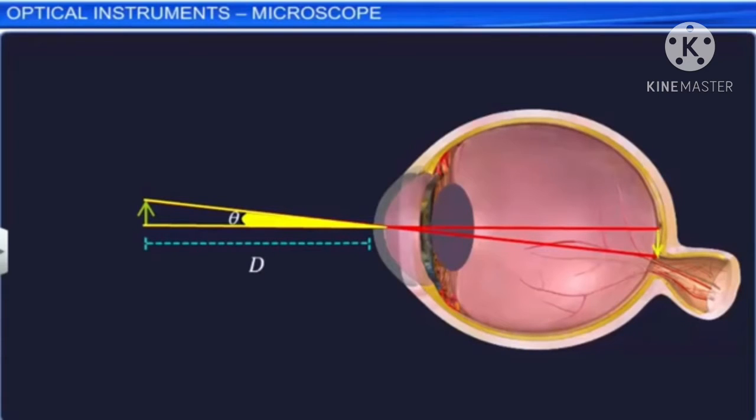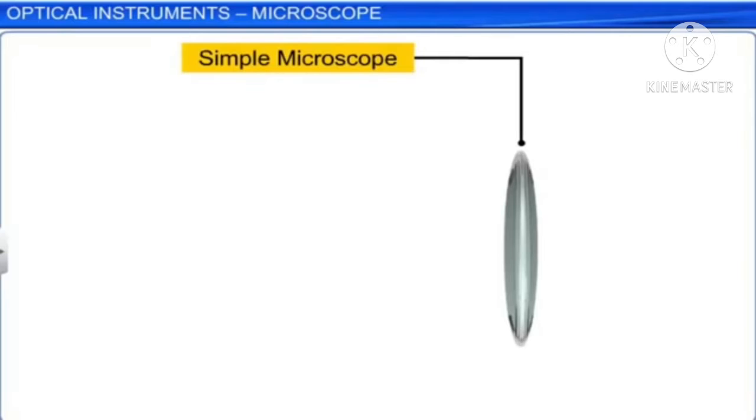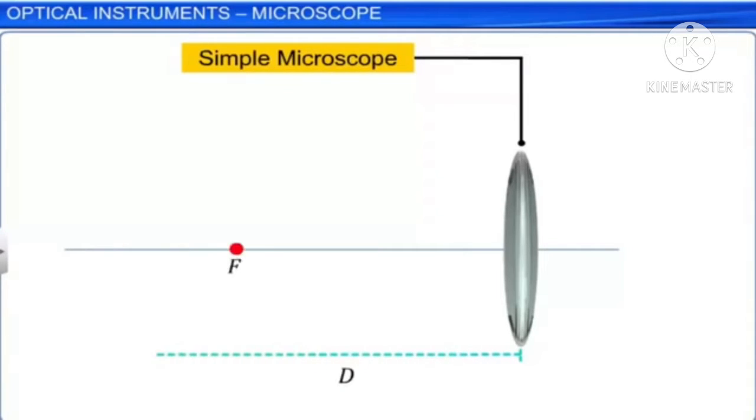But a simple microscope or magnifier can be used to view such objects without any strain on the eye. A simple microscope is a converging lens of a small focal length. If it is placed between the eye and the object such that the object distance u is less than its focal length, then the erect, magnified virtual image of the object is formed beyond the near point.